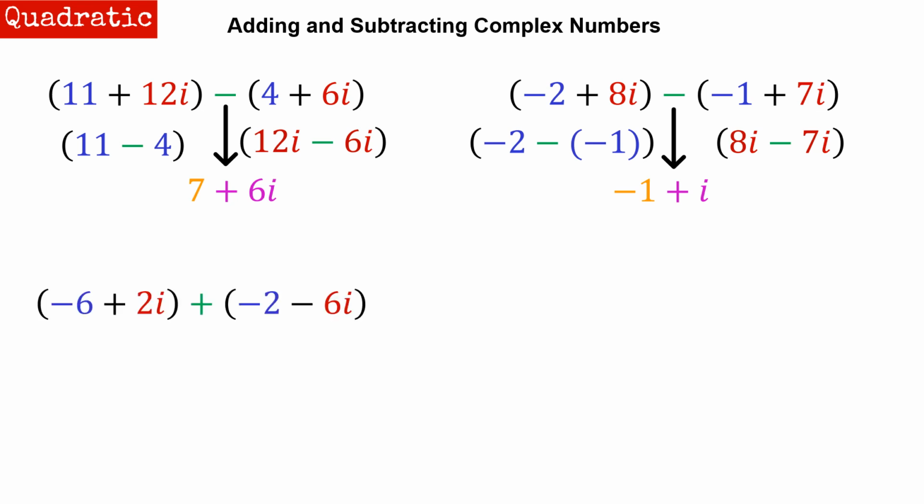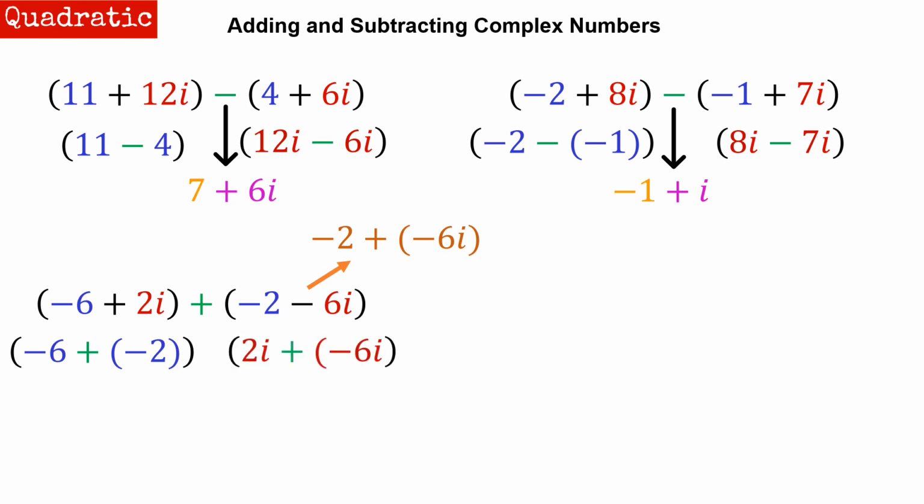Let's look at this one. The first thing I want to point out is that negative 2 minus 6i is the same thing as saying negative 2 plus negative 6i. So our real numbers are negative 6 plus negative 2, and then our imaginary numbers are 2i plus negative 6i. Negative 6 plus negative 2 is negative 8. 2i plus negative 6i is negative 4i. Remember it's negative 4i because 2i plus negative 6i is a negative. What about this one?